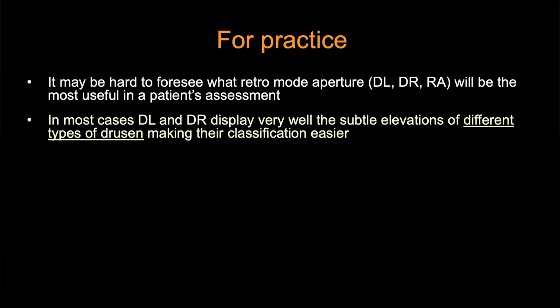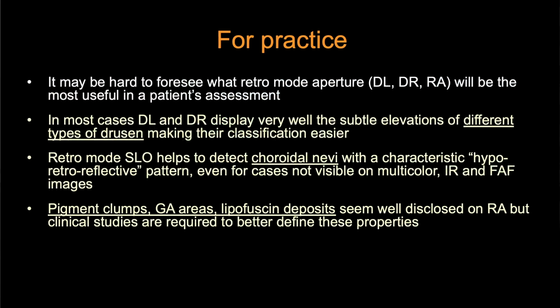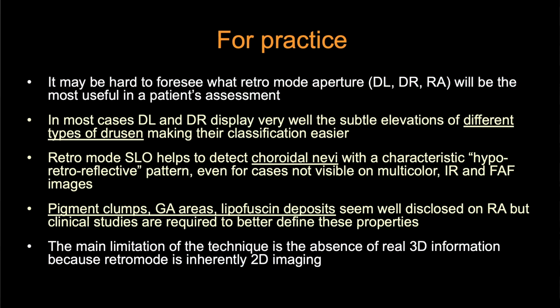In most cases, DL and DR display very well the subtle elevations of different types of drusen. Then retro mode helps to detect choroidal nevi with a characteristic pattern, even for cases not visible on other images like infrared. For pigment clumps, geographic areas, and lipofuscin deposits, all these seem very well disclosed on the ring aperture. The main limitation of the technology is the absence of real 3D information.